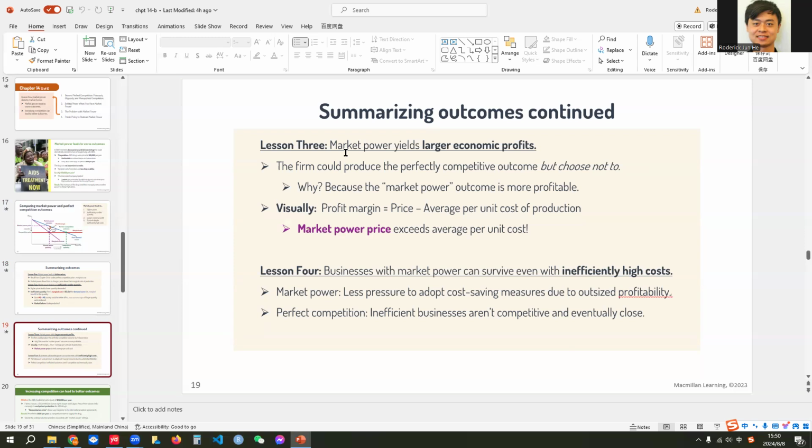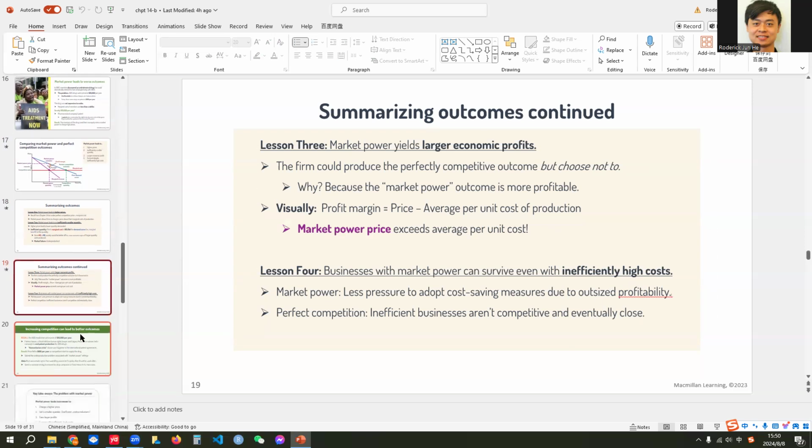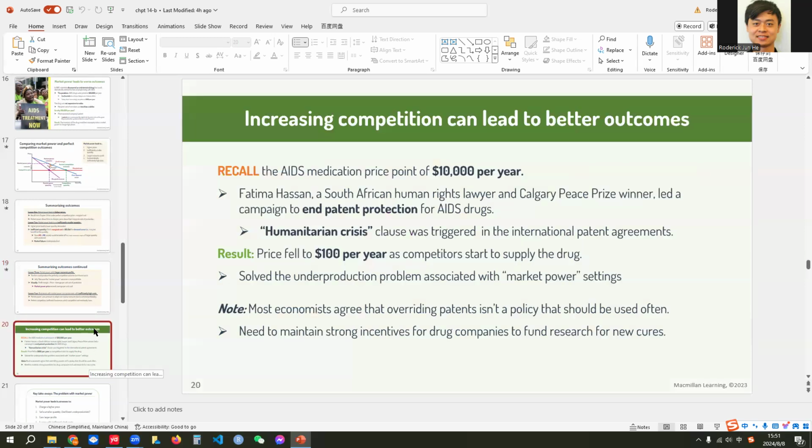And businesses with market power can survive even with inefficiently high cost. Why is that? Because their high profit sustains them. That's why you see those pharmaceutical companies, they pay very high amounts of money each year for research and development, but they can still survive this. Why is that? Because they make even more revenue to cover that due to their unique or patent protected stance.